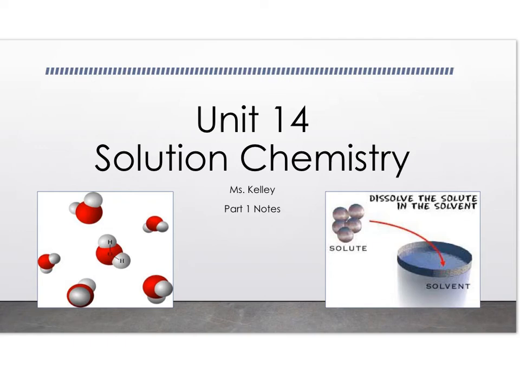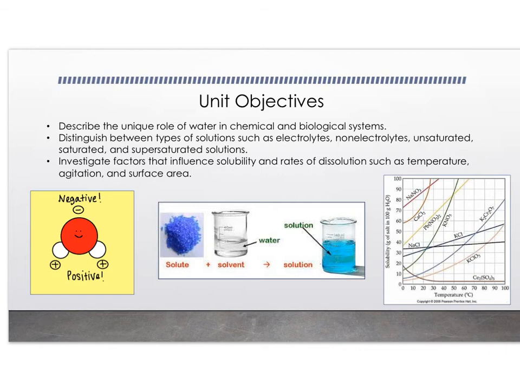This is Unit 14, Solution Chemistry, Part 1 Notes. By the end of this unit, you should be able to describe the unique role of water in chemical and biological systems. You should also be able to distinguish between types of solutions, such as electrolytes, non-electrolytes, unsaturated, saturated, and supersaturated solutions. You should also be able to investigate the factors that influence solubility and the rates of dissolution, such as temperature, agitation, and surface area.